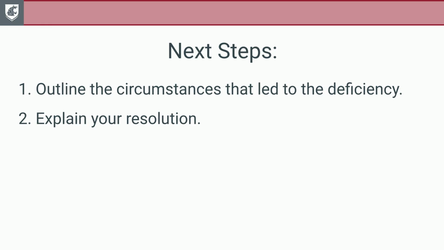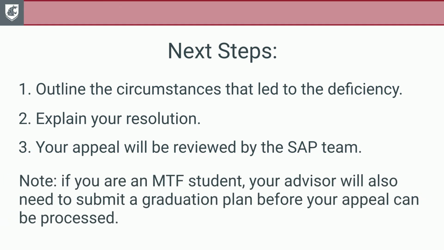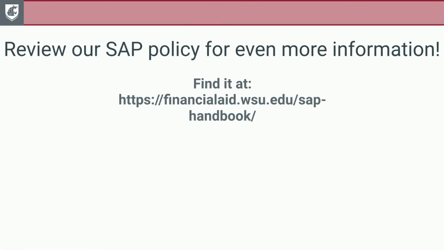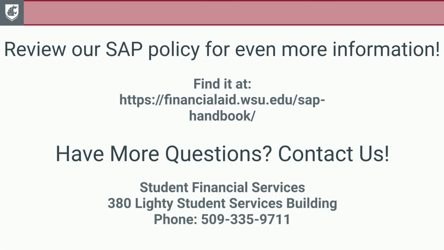Once this is complete, your appeal will be reviewed by our SAP team. Please note that if you are a maximum timeframe student, your advisor will also need to submit a graduation plan before your appeal can be processed. Please make sure to review the school's SAP policy to understand your responsibilities as a student receiving federal and/or state aid. Feel free to contact our office with any questions or concerns you may have.